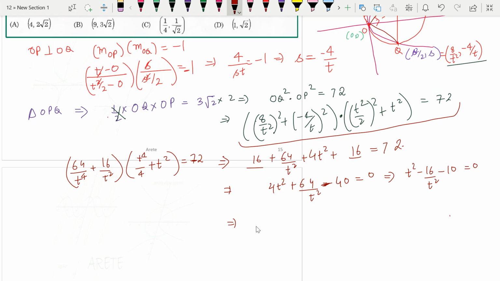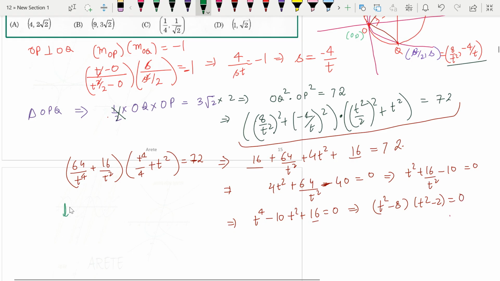Now multiply by t squared. So I'm getting t power 4, there is a plus here, right? t power 4 minus 10t squared plus 16, that's equal to 0. Quite obvious, right? 8 and 2, that's the factorization. So (t squared minus 8) and (t squared minus 2). So what are you getting? Two values, right? t squared is either 8 or t squared is 2.